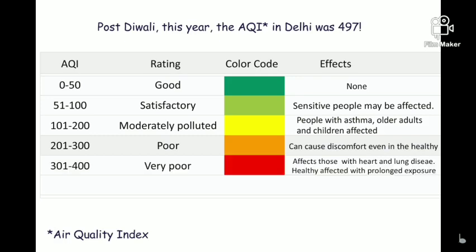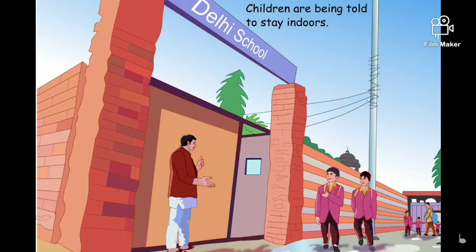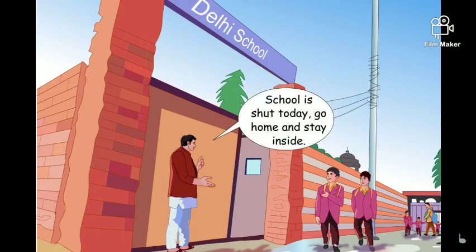301 to 400, very poor. People with heart and lung diseases will have a lot of problems, and even healthy people will be affected with prolonged exposure. 401 to 500, severe. Even small physical activity in healthy people can cause discomfort. Serious long-term impact on lungs. Children are being told to stay indoors. School is shut today, go home and stay inside.